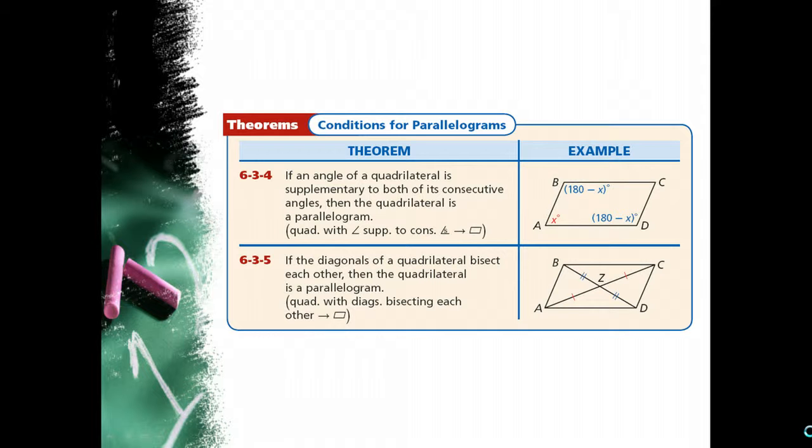And the other two: if an angle of a quadrilateral is supplementary to both of its consecutive angles, then the quadrilateral is a parallelogram. So you see here that angle A is supplementary to both B and D.